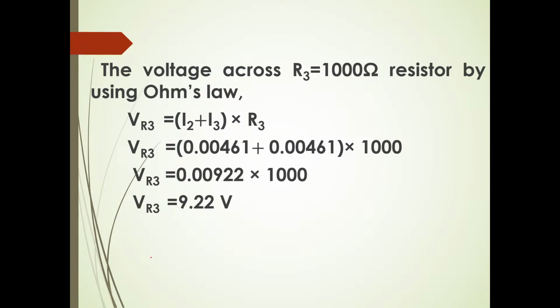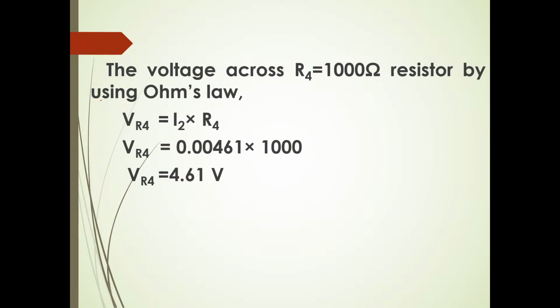Okay then, I hope you have completed. Next, let us go for VR4. It is the voltage across resistor R4 whose value is 1000 ohms. By applying Ohm's law, VR4 is equal to R4 into I2. So VR4 is equal to I2 value 0.00461 into R4, 1000. Just multiply it, you will get VR4 is equal to 4.61 volts.